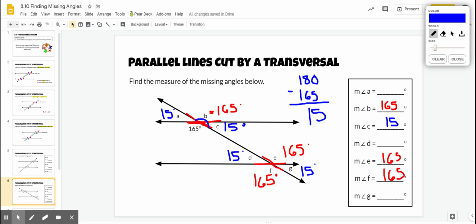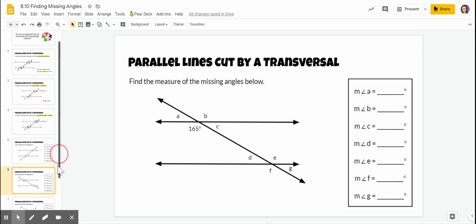And again, you'll notice there are only two different measurements on this diagram. I have an obtuse angle and I have an acute angle. The obtuse angles all measure 165. The acute angles all measure 15. So you can see once you get going, it can be kind of easy to find all the remaining angles. Let's see if you can try one last one on your own.